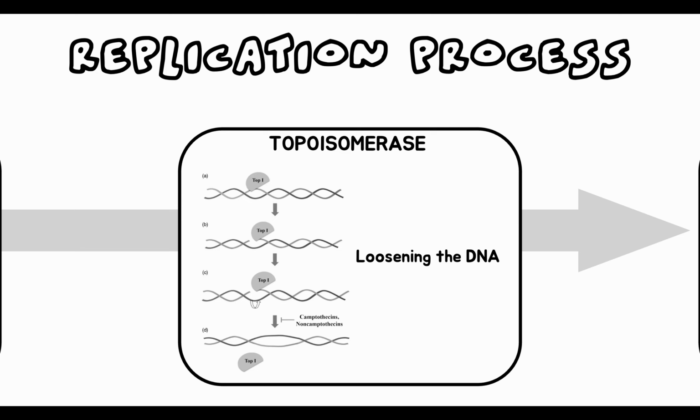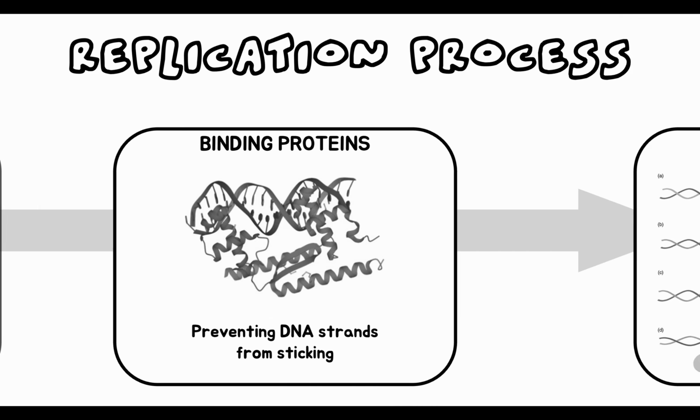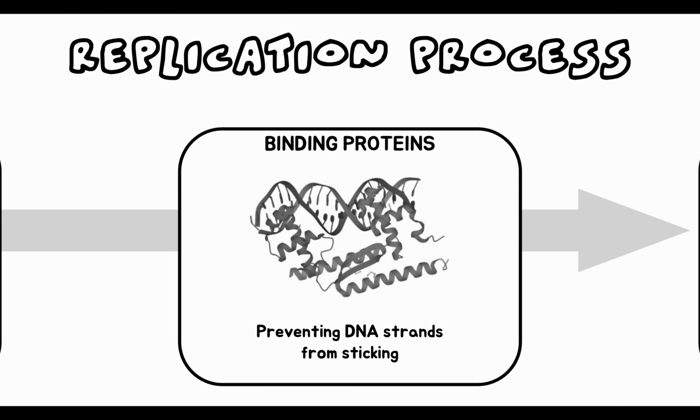Topoisomerase is a ring-shaped protein that allows DNA to maintain its spiral structure and prevents DNA strands from getting tangled. DNA strands can be unwound or rewound using topoisomerase. These loose DNA strands are separated by single-stranded binding proteins that prevent DNA strands from sticking again.